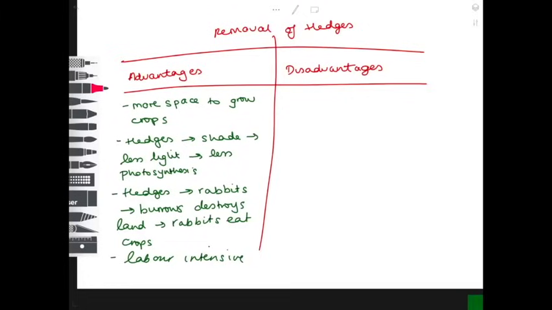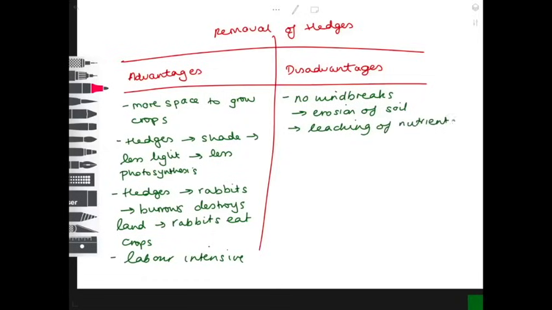Disadvantages then, so what are the bad things concerned with removing hedges? These are mostly environmental. So first of all, hedges act as windbreaks. So without hedges, you have no windbreaks, which leads to the erosion of soil, increasing the leaching of nutrients.